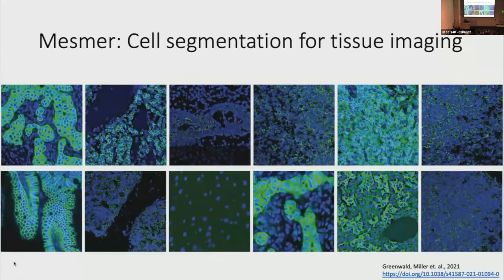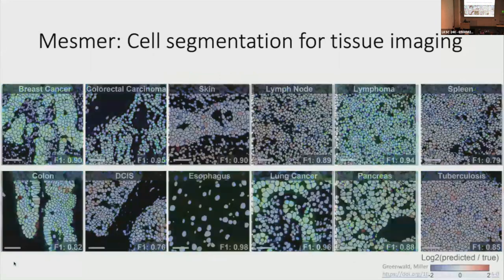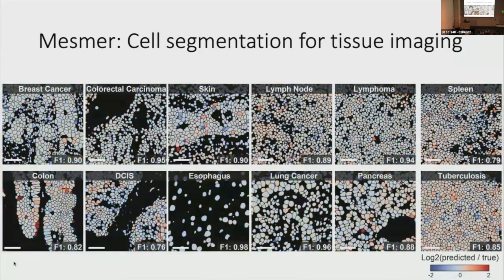Similar story for tissue imaging data. I'm not going to belabor the point. Mesmer works really well across a wide variety of different use cases. And its biggest advantage is being powered by a large, diverse data set. It doesn't contain everything, but it contains many things. And so oftentimes, this is a very good starting point.